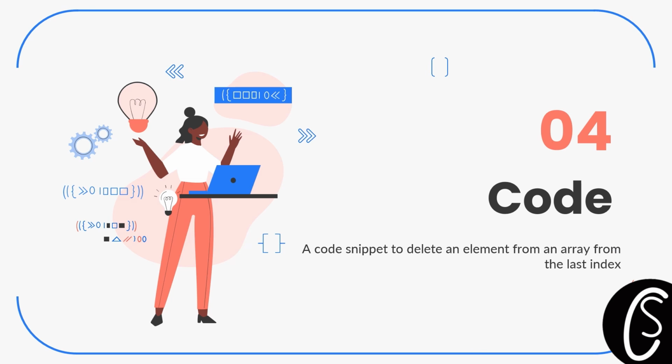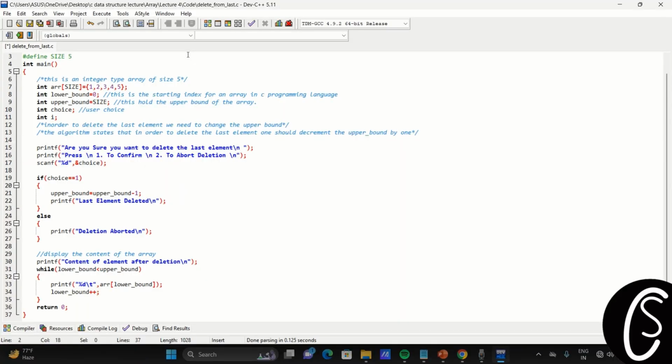Let's have a look at the code snippet in C programming language to perform deletion at the last index. Here is a code in C programming to show how deletion of the last element is performed on a given array. Here we have an array of size 5. The most important variables are the upper bound and the lower bound. The lower bound variable is 0, which represents the first index of the array, and the upper bound represents the maximum element present in the array.